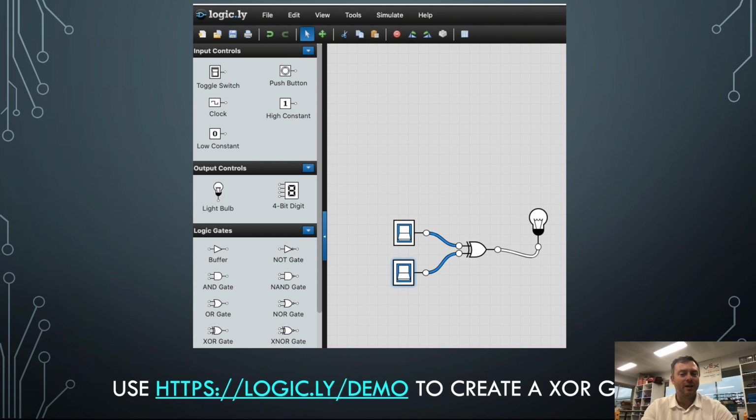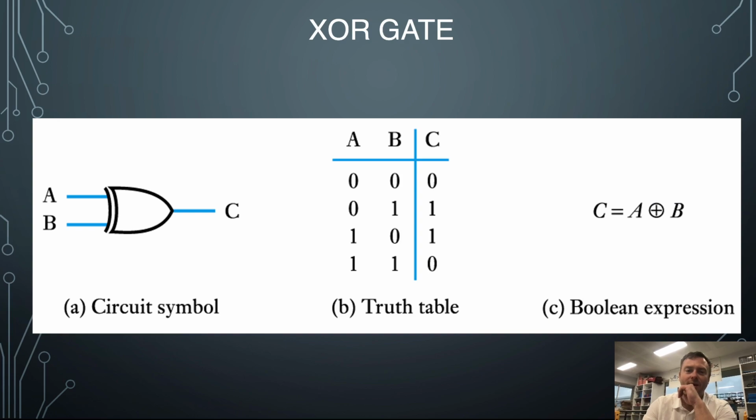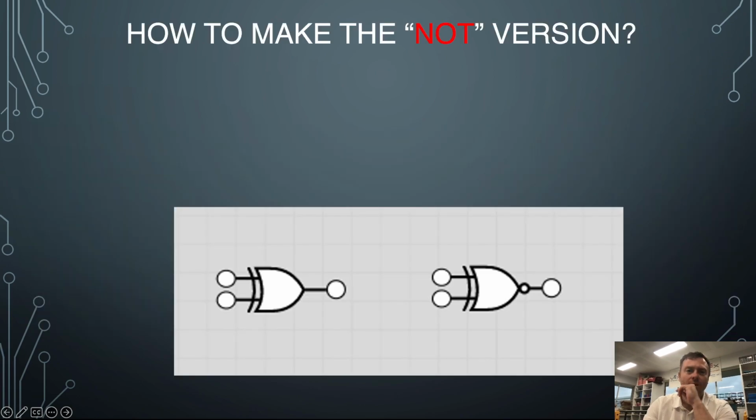And then you can also build an XOR gate. An XOR gate looks exactly the same as an OR gate, except it has a line behind it. And XOR, like we should know, is exclusive OR. So an XOR gate looks like that, and it's only true if they're not both true. We use the little sniper symbol to represent XOR.